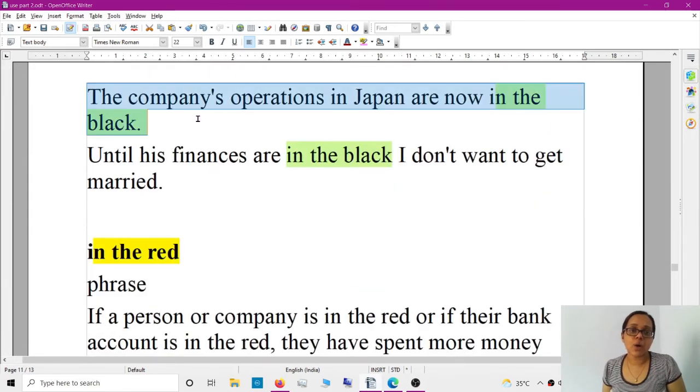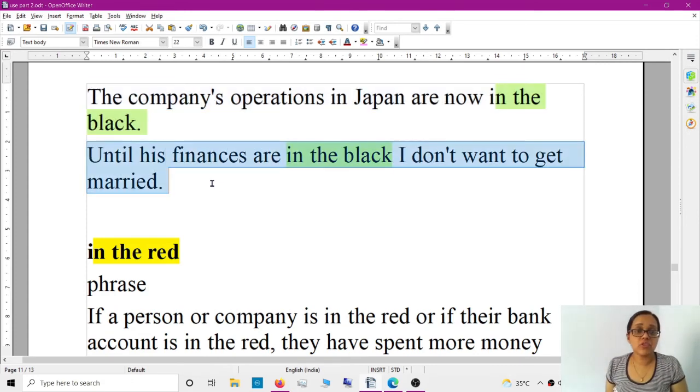The company's operations in Japan are now in the black. They don't owe anyone money. Until his finances are in the black, I don't want to get married.